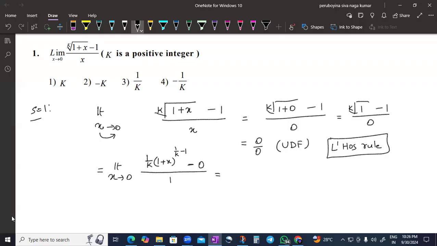So after differentiating, I am again substituting x value 0. Therefore 1 by k of 1 plus 0 whole power 1 by k minus 1, minus 0, by 1. So what I got is 1 by k into 1 power anything, a finite value, which is 1. Of course, 1 power anything is 1; it is not infinity, it is a finite value. So it will be 1 into 1 by k, which is 1 by k. So the answer is 1 by k. Option 3 is correct.